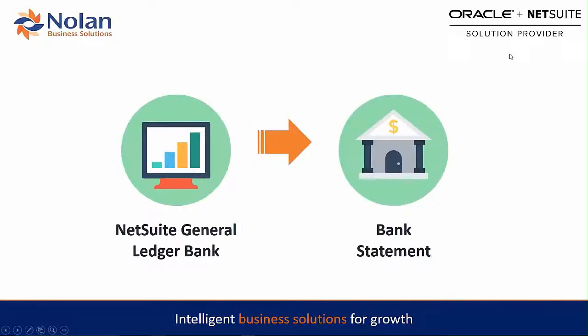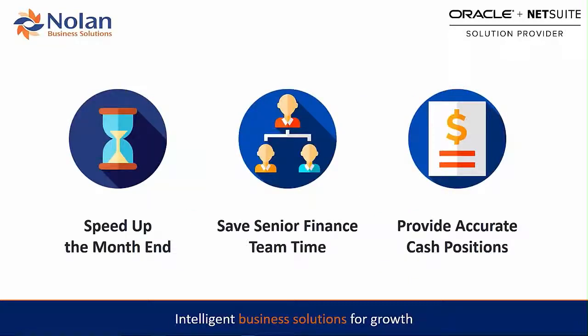ABR's purpose is to speed up the reconciliation between the NetSuite General Ledger bank account and the bank statement that you import. This is largely achieved via both auto-match automation as well as a vastly improved side-by-side reconciliation user interface. Nolan ABR will create efficiencies in speeding up your month end, saving your senior finance team time, and providing accurate cash positions, enabling better financial decisions.